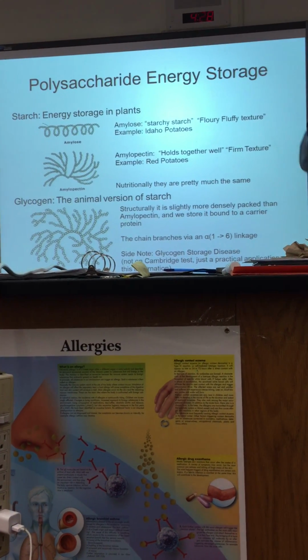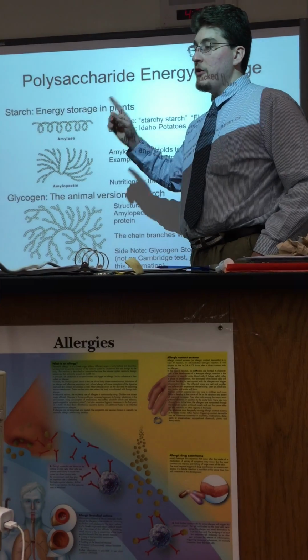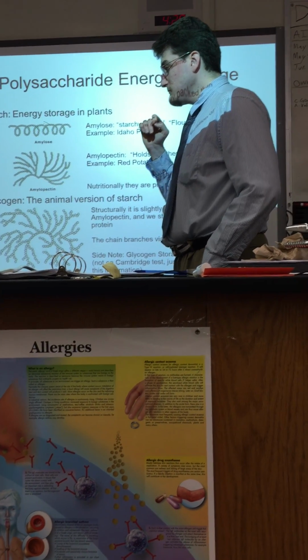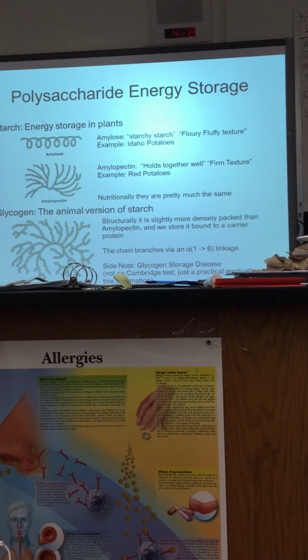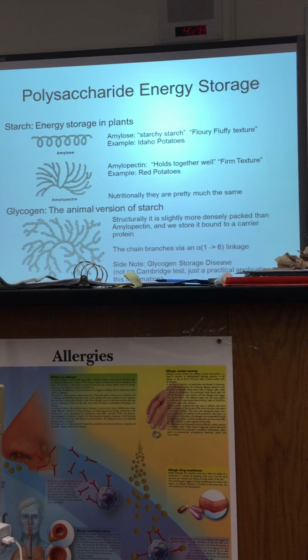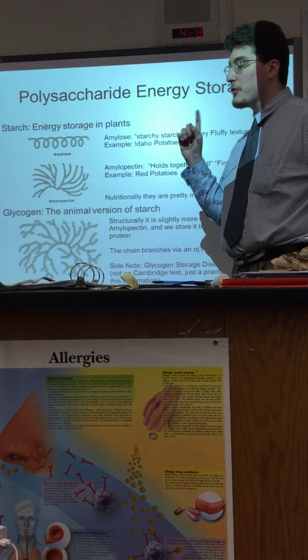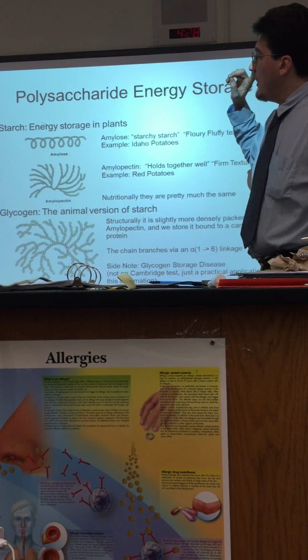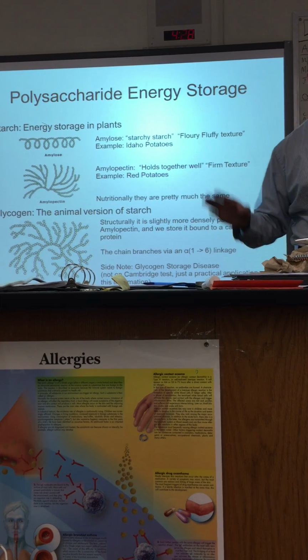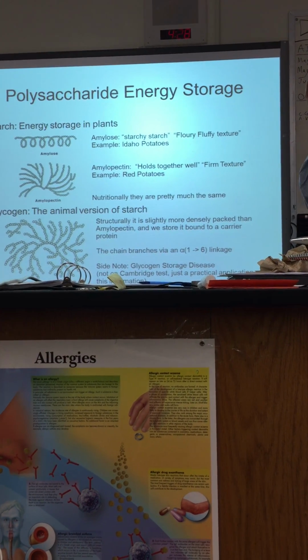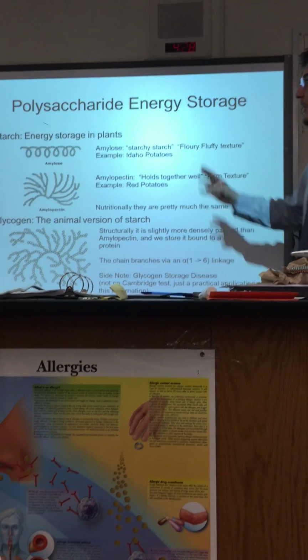Polysaccharide energy storage. This is important for paper 3 and a lot of paper 1 stuff, so we're going to go over it a little bit. It's slightly less important for paper 2. Starch is the plant energy storage molecule for carbohydrates. It is the carbohydrate storage for plants.